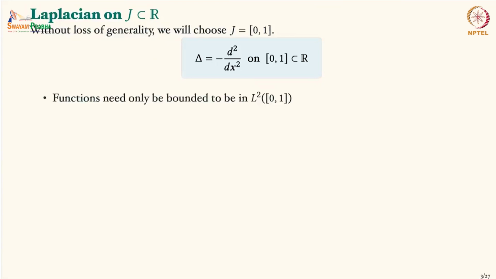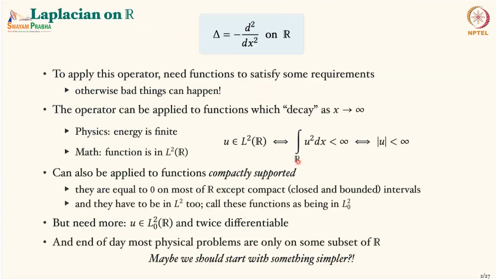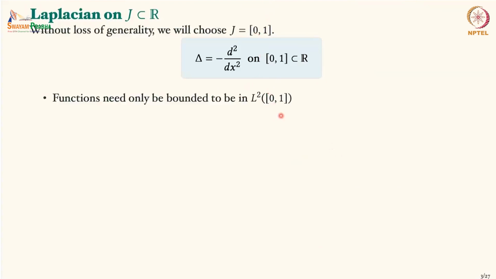subset of R. Like I said, there is this equivalence. Bounded functions are in L2. So it's enough even here for 0, 1 functions to be just bounded to be in L2 of 0, 1. Okay, so L2 of 0, 1 means that same definition as before. Instead of putting R, I'll just say 0 to 1. The integral from 0 to 1 of U squared dx is less than infinity. Okay, so if that's finite, that's an L2 function.